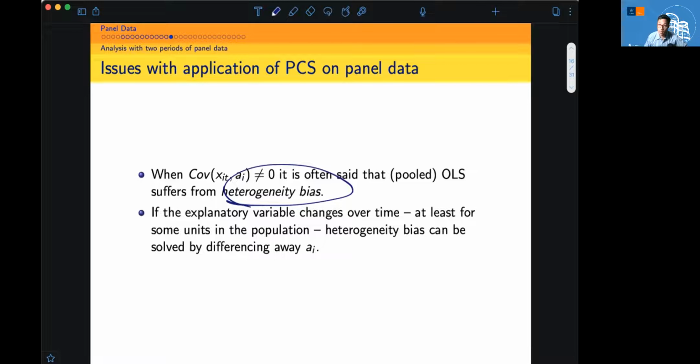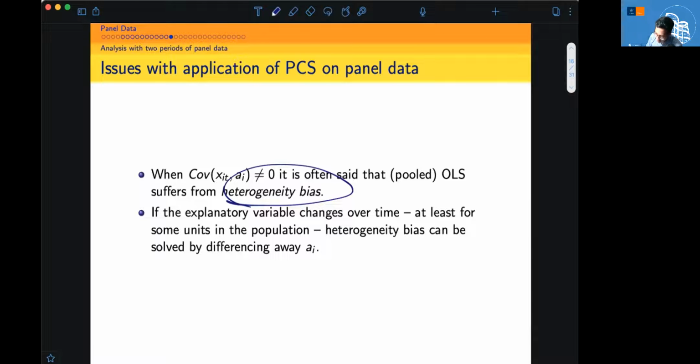Okay, so for example, more able or more motivated individuals are more likely to obtain higher education, and at the same time, they also have higher wages. So it's going to be quite difficult to disentangle whether this is the effect of the education or the effect of the education plus unobserved ability or unobserved motivation. And so the bias is going to be referred to as the heterogeneity bias.